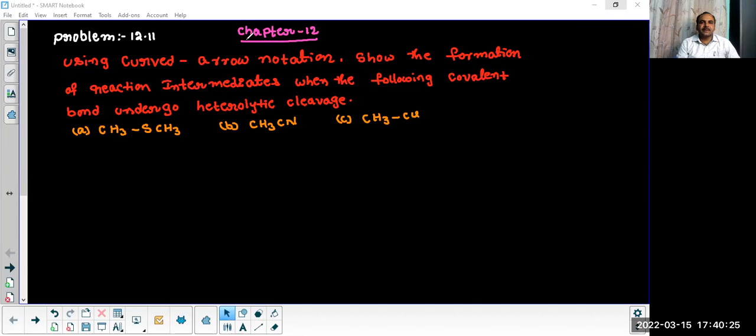Hello students, in this video we will discuss problem number 12.11 in chapter 12. Using curved arrow notation, show the formation of reaction intermediates when the following covalent compounds undergo heterolytic cleavage. So these three compounds are given.